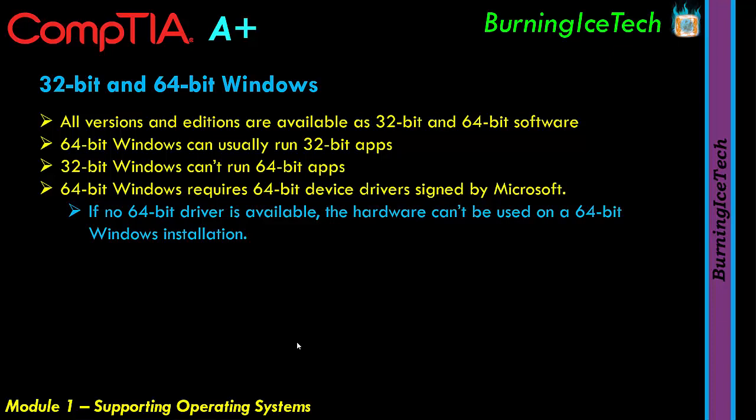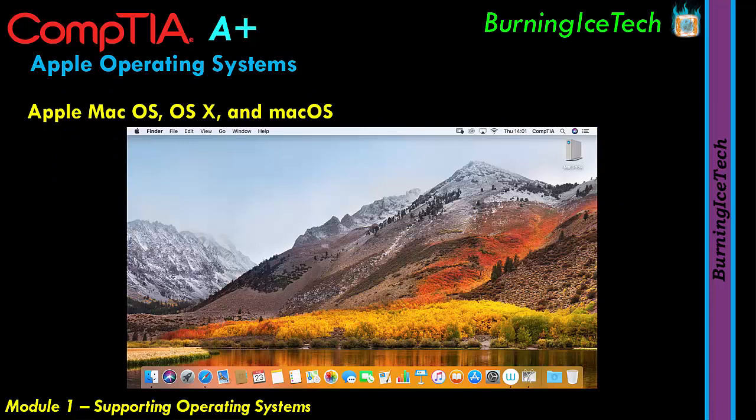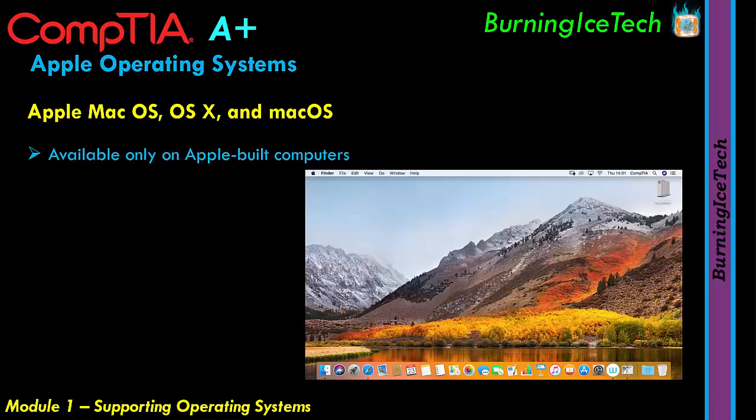So let's take a look at our next operating system, which is not Windows, it is Apple. With regards to Apple operating systems, they are available only on Apple-built computers. That's a bit of a pickle, but I mean, what can you do? Very stable. I don't really like Apple, if I'm being perfectly honest, but if they say it's stable, I can't disagree with that. I've seen nothing but good results from it.